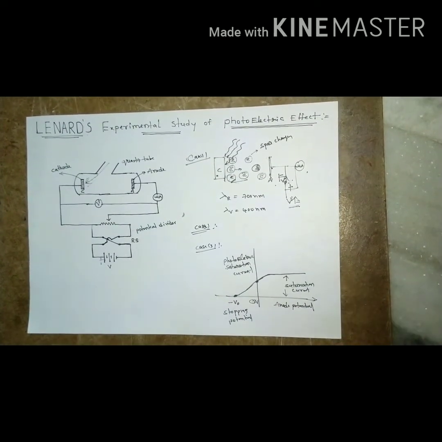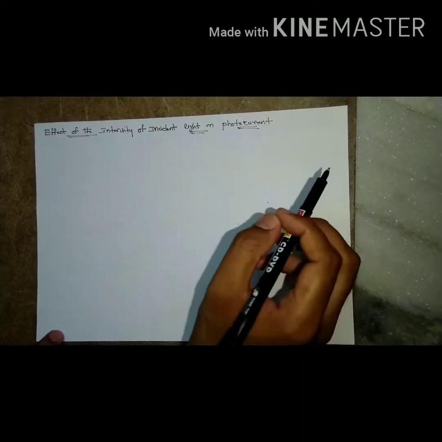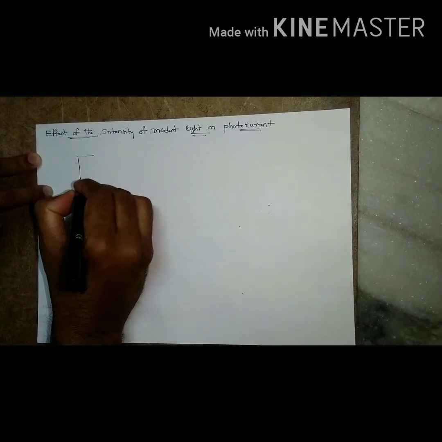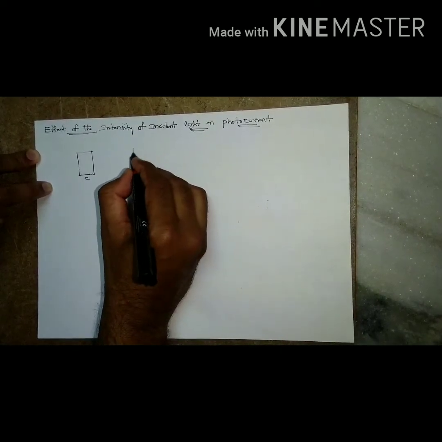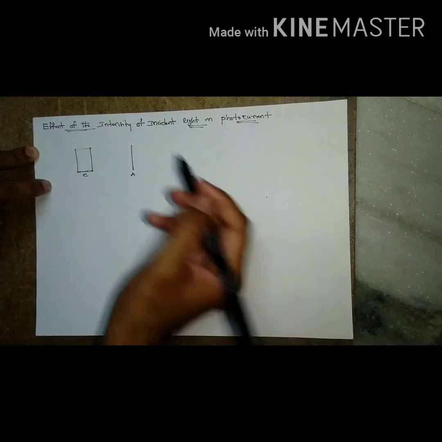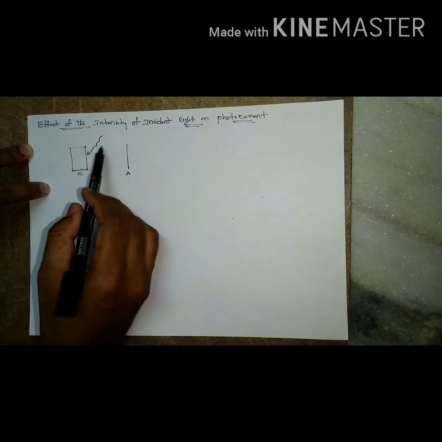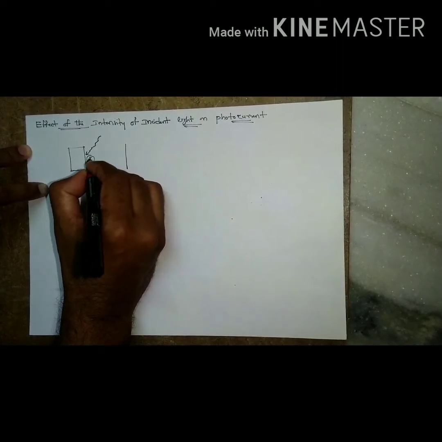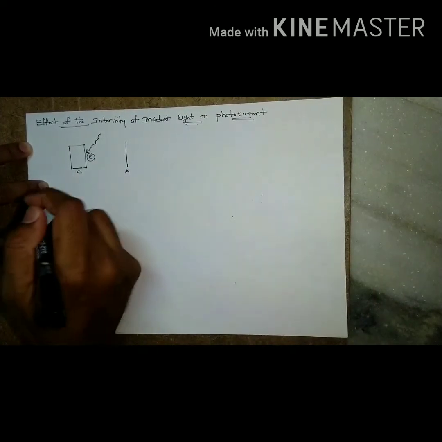Okay, next: the effect of intensity of incident light on photoelectric current. You know, this is the cathode plate, and this is the anode. That means this is the collector and this is the emitter. When light of sufficient frequency is incident on the cathode plate, electrons are released from the metal surface. That is called the photoelectric effect.